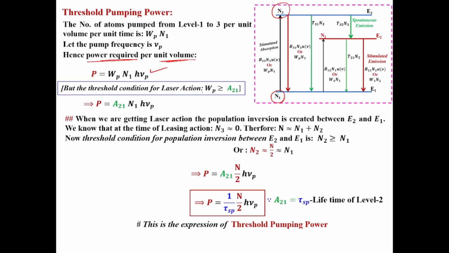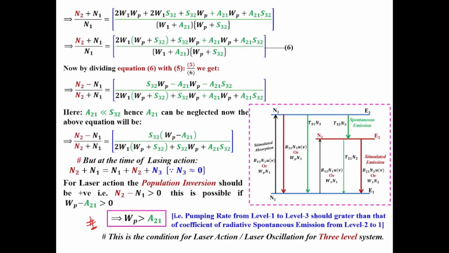But the threshold condition is what? The threshold condition is WP should be greater than or equal to A21. At that time we can get the laser action. That implies here, instead of WP I can write A21 N1 hνP for the threshold condition of the laser action, or when the laser action starts. So instead of WP I can write A21, whatever we discussed previously. When WP is just greater than or equal to A21, the 3-level laser system will give laser action or laser oscillation. At that time it will start, right?